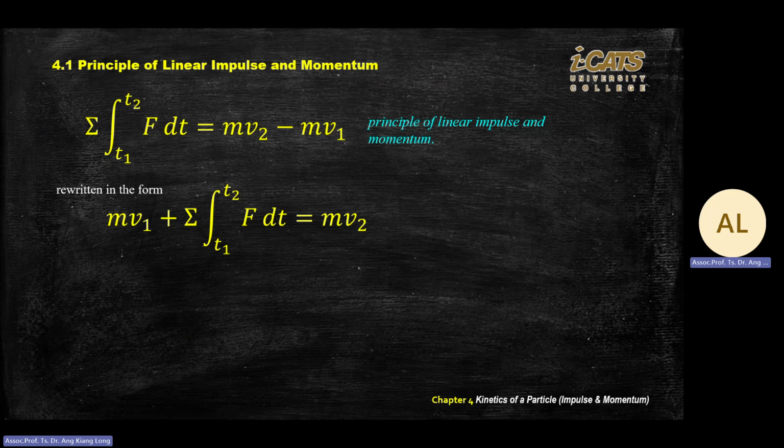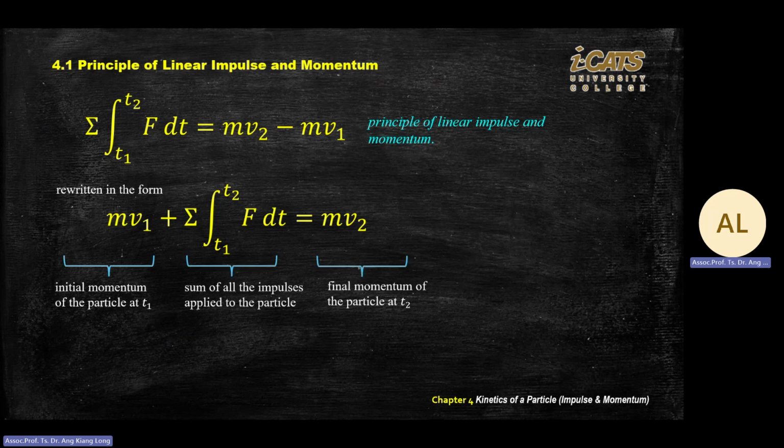Both are the same. One is all positive terms; in the other, one side is linear impulse and one side is momentum. Both are the principle of linear impulse and momentum. mv1 is the momentum at t1, or before. Ft is the impulse, the sum of all impulses applied to the object or particle. This is the effect after the impulse is applied: then you have the velocity. So basically it is still the same equation.